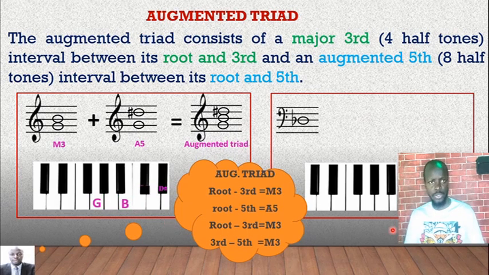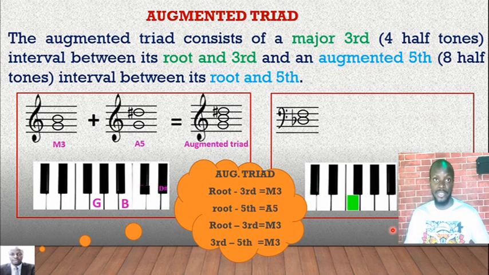Let's try. We want to build an augmented triad on D flat. Alright, so D flat is the root. D flat is the root. So you want to look for a major third from D flat. So a major third from D flat is F. Right? So this is a major third.